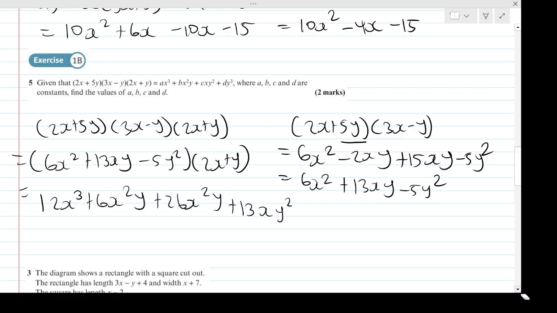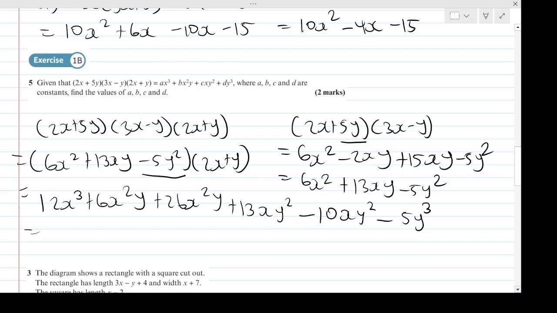And then lastly, the last term, we have minus 5y squared times by 2x. So that's going to be minus 10xy squared. Then we're going to have minus 5y squared times y. That's going to be minus 5y cubed. Okay. And then can we do any simplification to make it look like this?